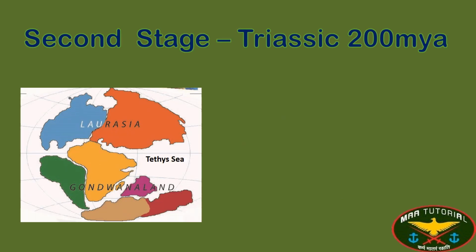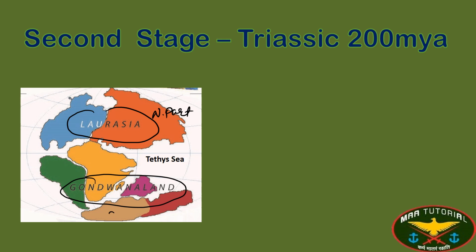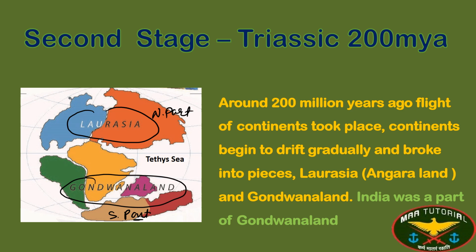Next is the second stage, the Triassic age, about 200 million years ago. In this stage, you can see the forces separating the parts. Laurasia and Gondwana land are clearly formed in the Triassic age, due to internal and external forces on the earth. Laurasia is the northern part and Gondwana land is the southern part. Around 200 million years ago, the drifting of the continents took place.